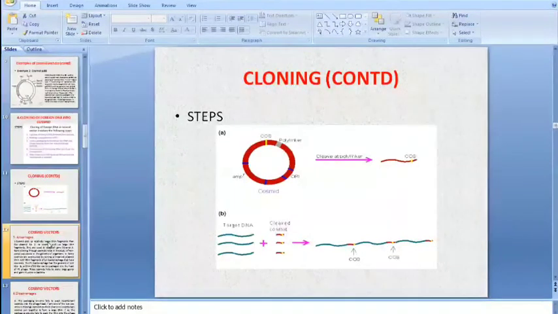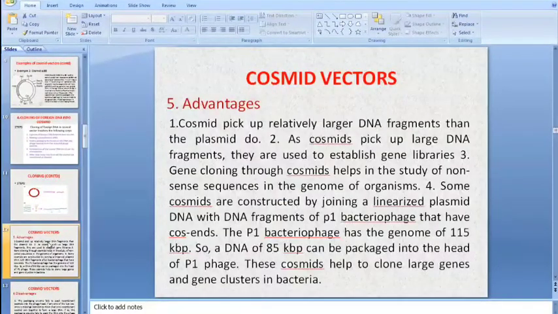Now, the fifth point in cosmid vectors, advantages. There are so many advantages. But of course, the first one is that these take comparatively larger DNA fragments when compared to plasmids, as I told you previously. So they can insert up to 45 kilobase pairs of foreign DNA into it. It picks up large DNA fragments.